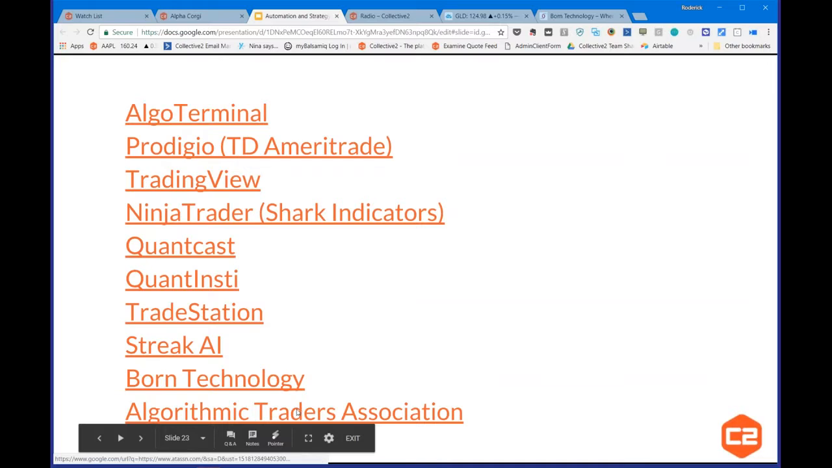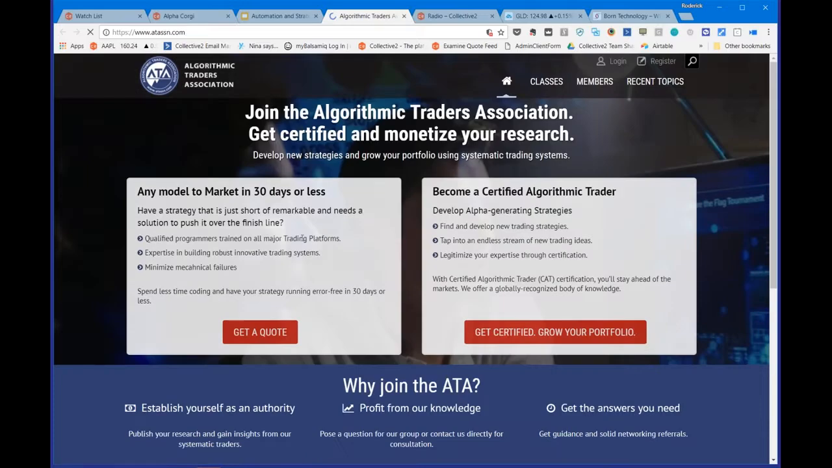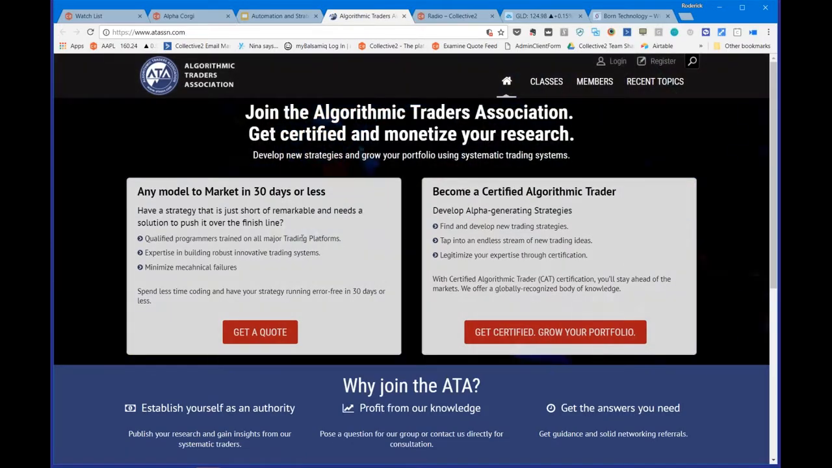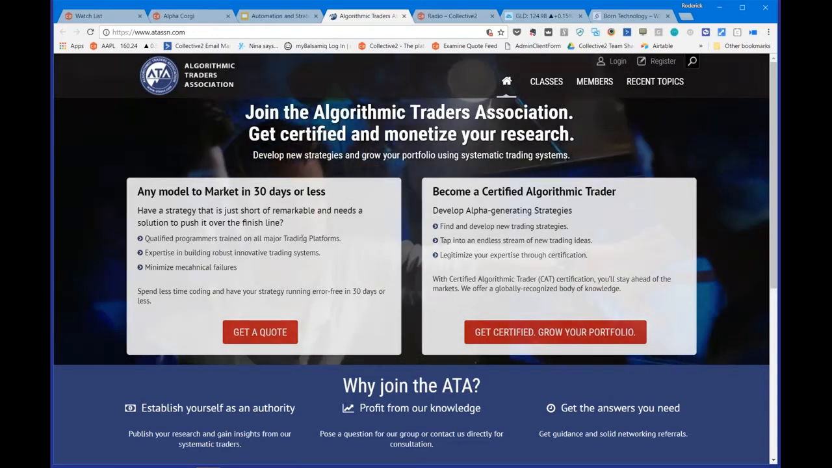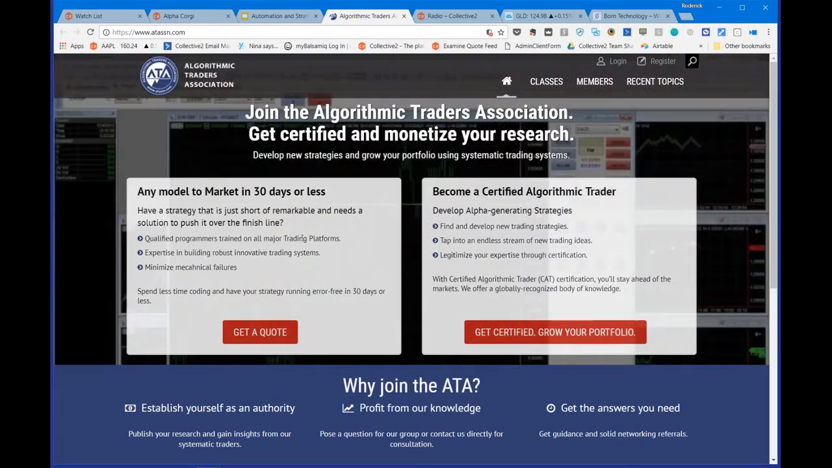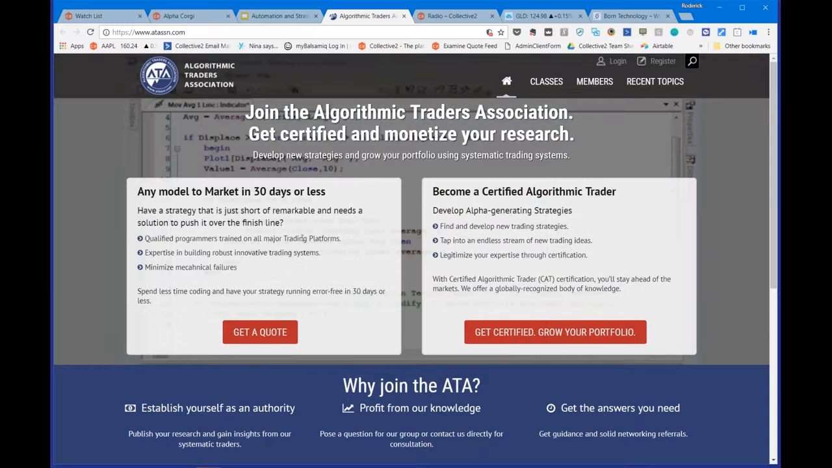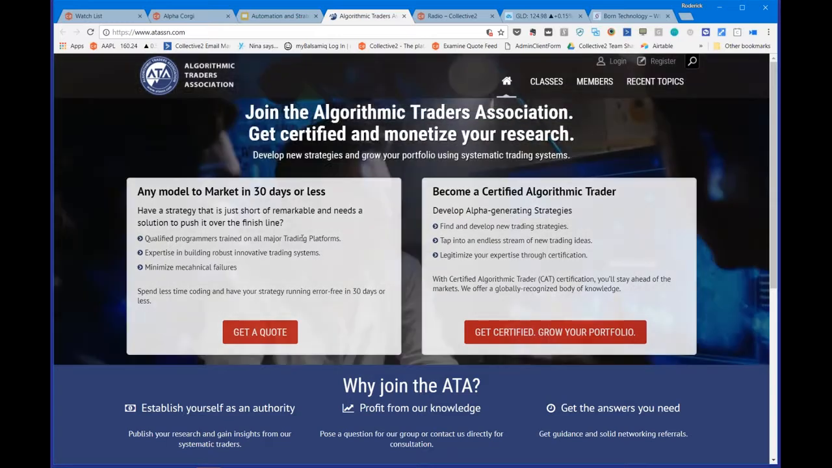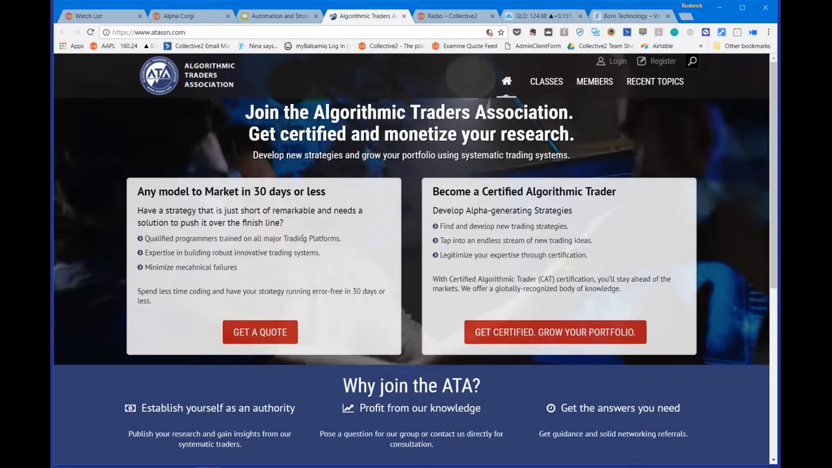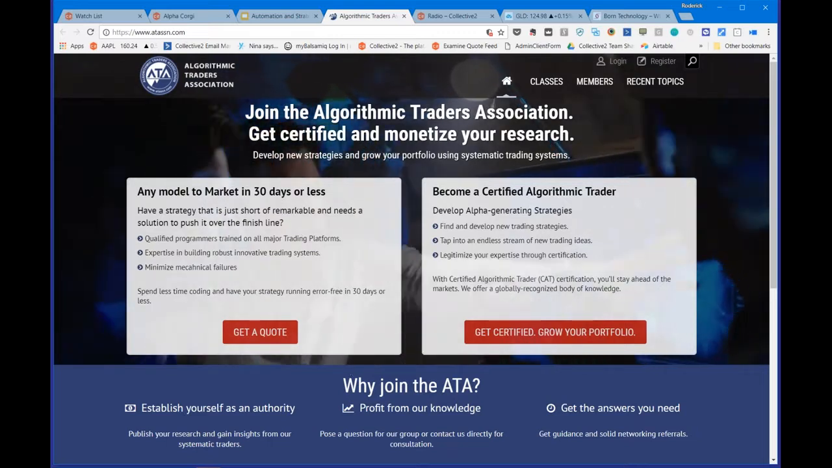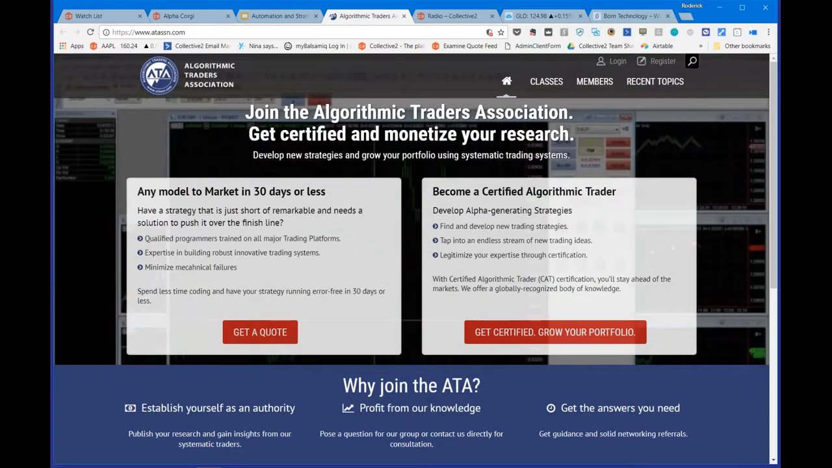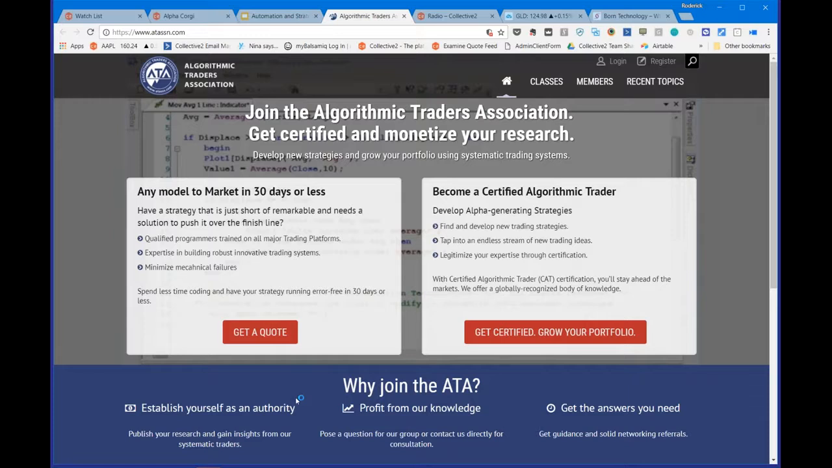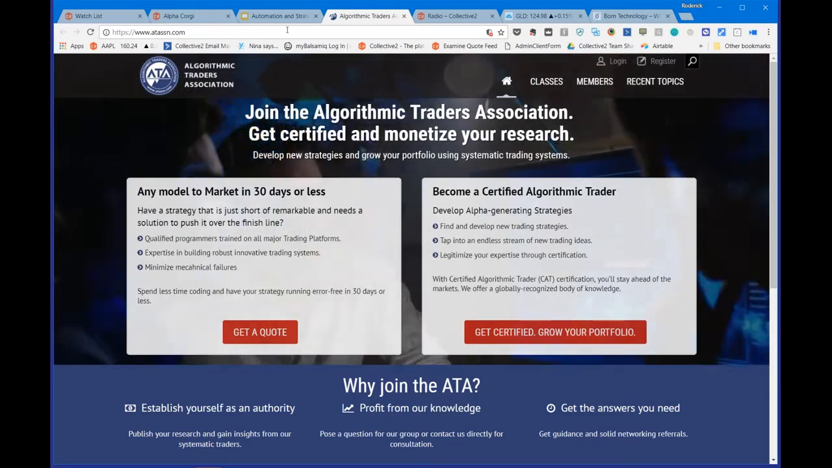And then finally is the Algorithmic Traders Association. So this is ATASSN. I think they offer these certification programs. I haven't gone through any of them, but they have some very interesting ways in which you can get a quote on having a strategy turned into something that's automated for you. I haven't ever worked with them directly or any of the developers or designers that they have in their network, but I've heard pretty good things about what they spit out. So I can't speak specifically to the cost, but it's somebody to be aware of.